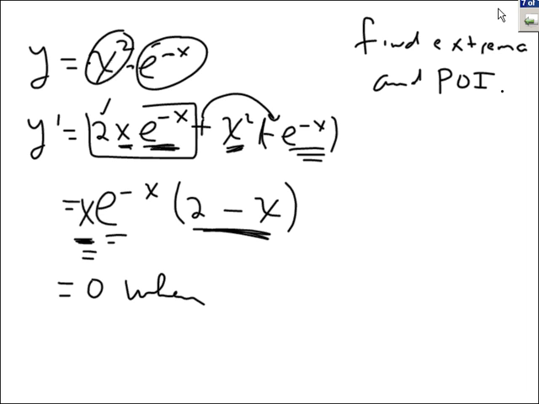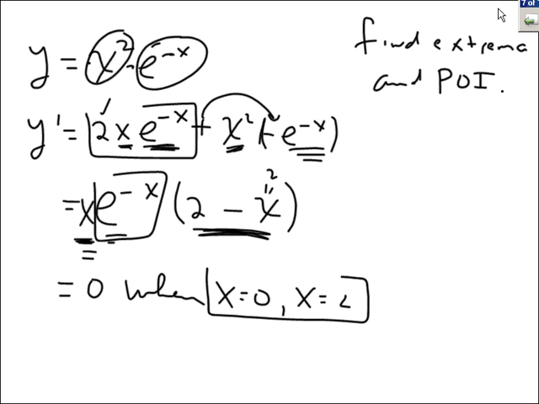Well, x is 0 when x is 0. And 2 minus x is 0. Well, you all should know that 2 take away 2 is 0. If x is 2, then we have 2 take away 2, which is 0. So x is 2. And again, e to the negative x is never 0. So here are the x values of the possible extrema.